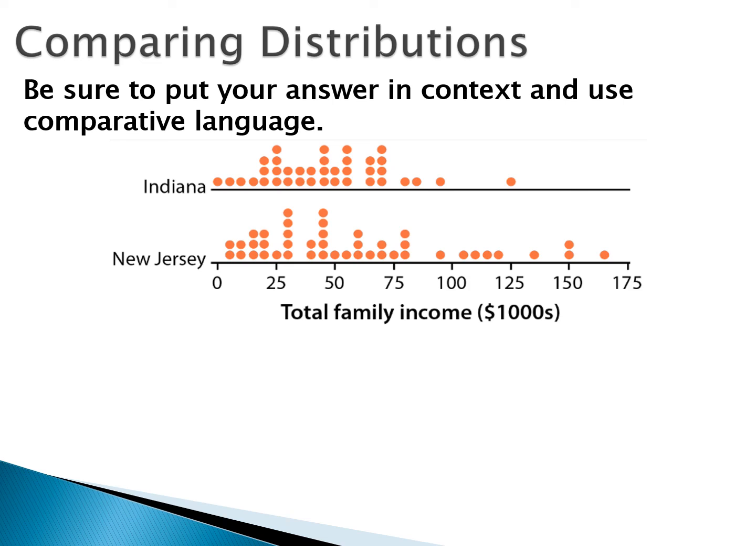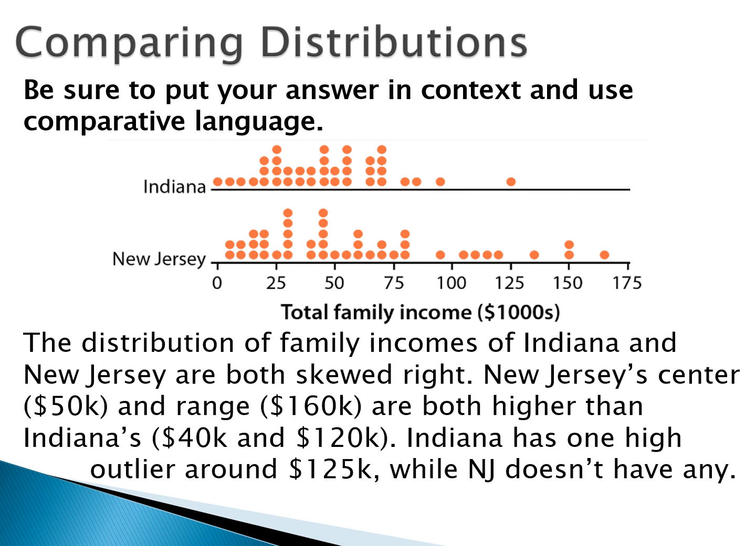So putting that all into a little blurb, remember we always want our answers in the context of the problem, meaning about whatever the problem is about. The distribution of family incomes of Indiana and New Jersey are both skewed right. New Jersey's center and range are both higher than Indiana's. I reference what they are in parentheses. And then I note that Indiana has one high outlier around 125,000. New Jersey doesn't have any.